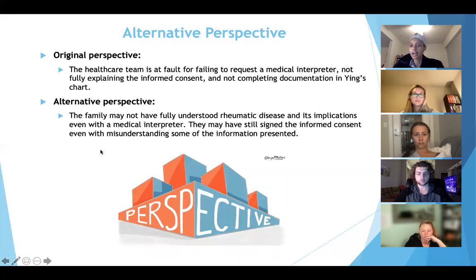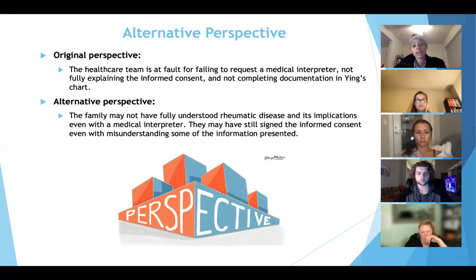Okay, so let's talk about the difference in perspectives, because there are two sides to every coin. The original perspective would be the healthcare team is at fault because they're not requesting the medical interpreter, they're not fully explaining informed consent, and they're also not completing documentation in Ying's chart. On the other side, some could say the family may have not fully understood rheumatic disease or its implications, even with a medical interpreter. And they may still have signed the informed consent, even with misunderstanding. Someone could have been embarrassed or just overwhelmed and just said, yes, I understand, and signed it. So there are two perspectives here.